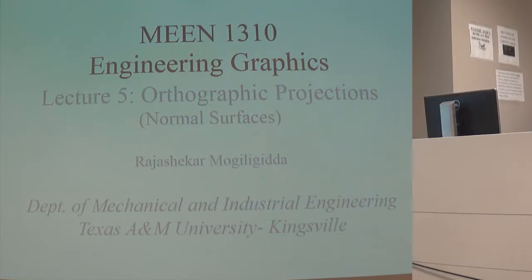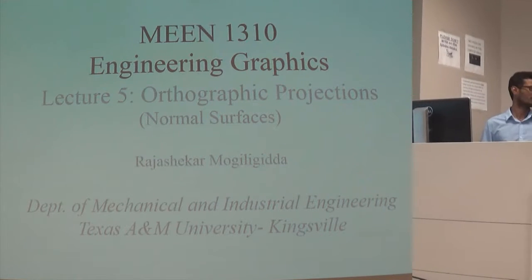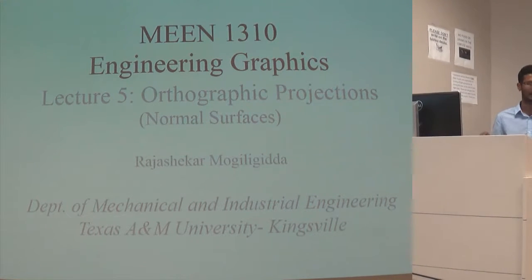So today we'll be going over normal surfaces in orthographic projections. In the last class we went over an example for the same. Normal surfaces in general are the surfaces which are orthogonal to your line of sight or the visual rays coming from an observer's eye.